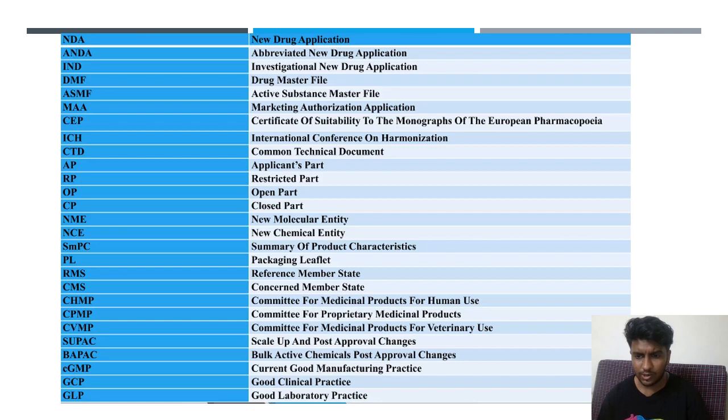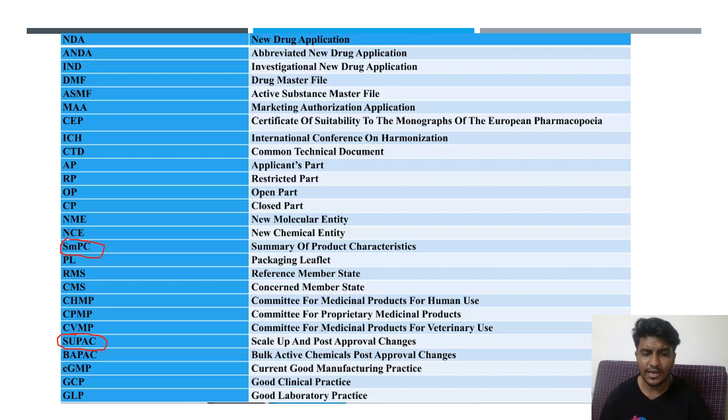Next up, there are certain acronyms or abbreviations that you need to know. NDA, ANDA, INDA, DMF, ASMF, MAA, CEP, ICH, CTD, AP, RP, OP, CP, NME, NC, SmPC, very important, summary of product characteristics, PL, that is package insert or package leaflet, RMS, which is reference member state, then SUPAC, which is scale-up and post-approval changes. There are different SUPAC guidelines available for when you are scaling up your pilot product. There are certain post-approval requirements or changes that you need to consider. Then there is BACPAC, which is bulk active post-approval changes.